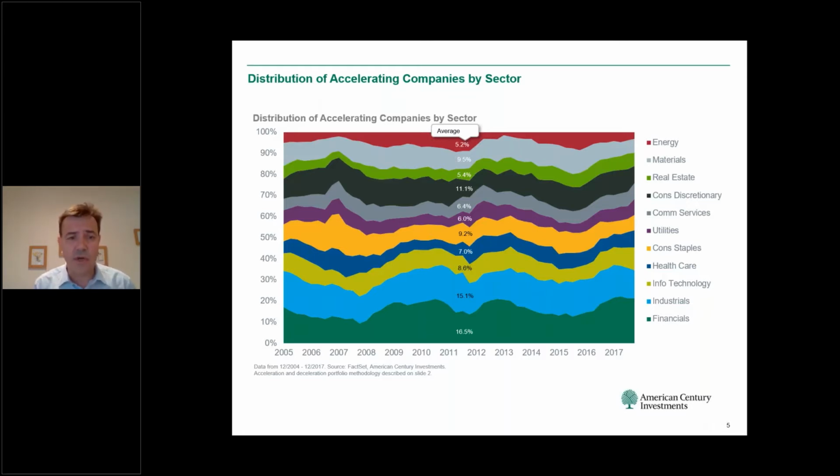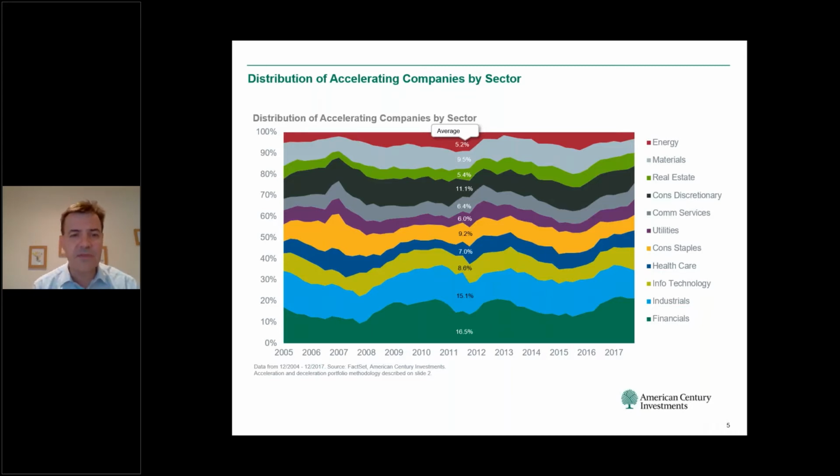This chart is showing the distribution of earnings acceleration companies across different sectors. We did also look at the contribution to excess returns from different sectors. And as you might expect from this chart, we found quite a similar picture. The picture was one of diversification. For example, when we looked at the contribution to excess returns over 3 years, the technology sector comprised just 15% of the total excess returns. So again, you see this diversification picture.